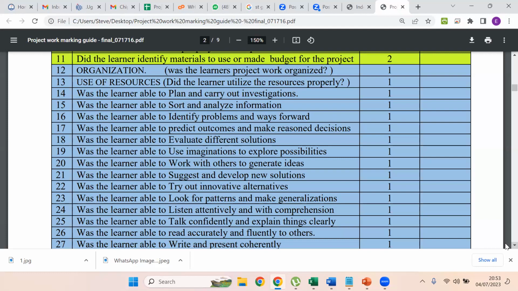The organization, how you teach, how you told them to organize their work. That after the title page, I want the background, I want the objectives, I want the process of how you did this, I want the benefits, I want the problems, all those. It's on how you wanted their report to be presented. That's on you as a teacher. Using all resources, did the learner utilize the resources properly?